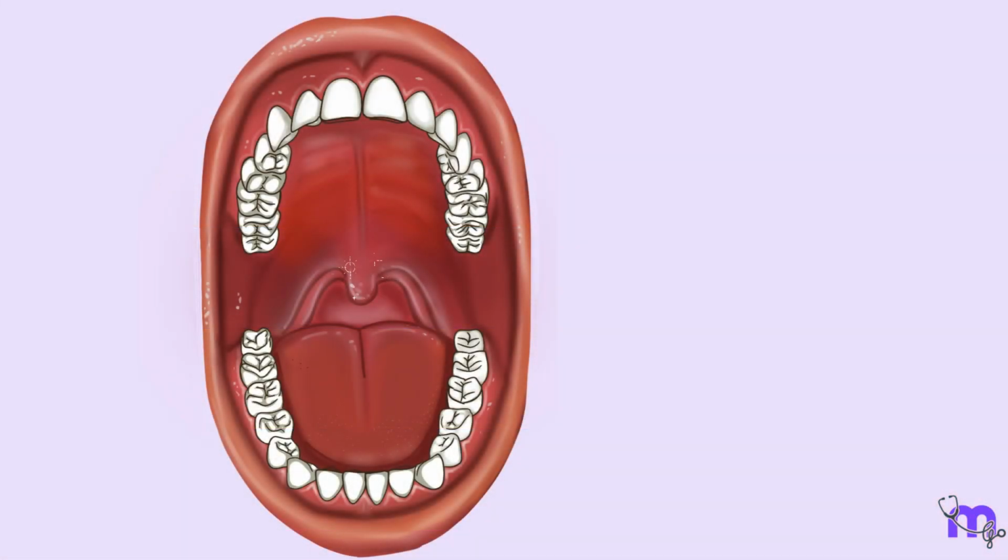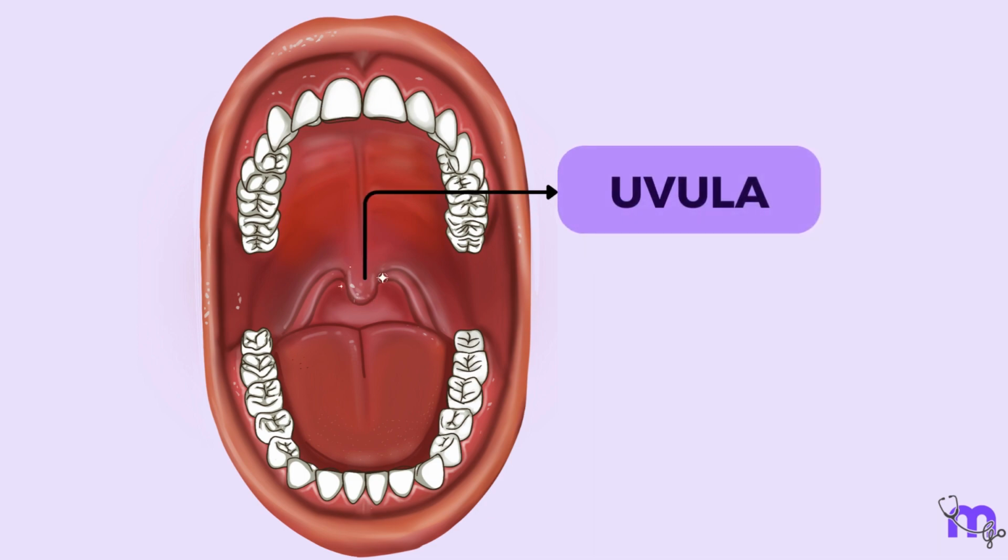At the center of the soft palate, you'll find a small fleshy projection called the uvula. The uvula is the little dangler that you can see at the back of your throat when you open your mouth wide.